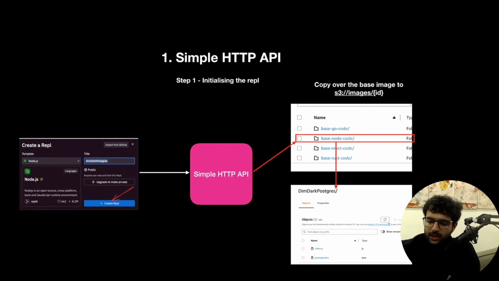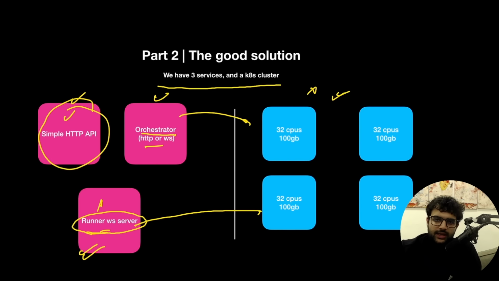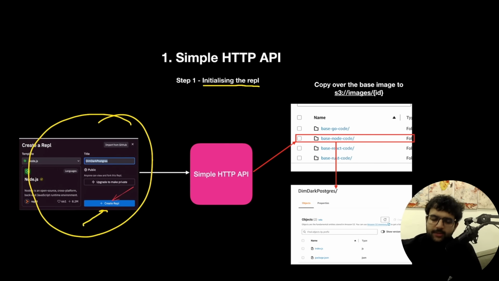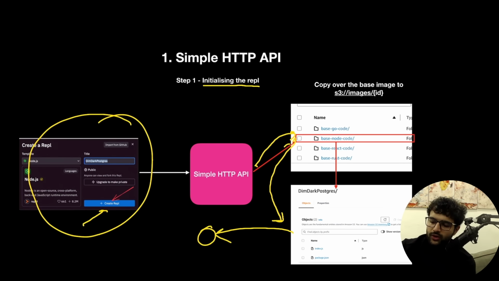The simple HTTP API, the first thing I wrote here on the left, let's see what it has to do. It has to help just initialize the REPL. Basically, when the user is on this screen and they click on the create REPL button, it needs to do the same thing we did in the first part, which is copy over the base code from S3 and put it to a different place in S3, from where the user will finally access the code, from where the container will pull the code for the first time. We need a service that runs on this button click.